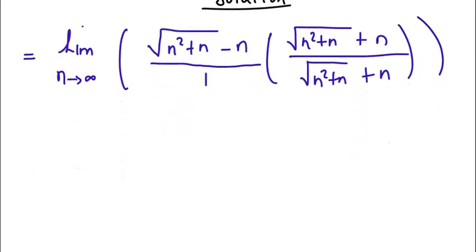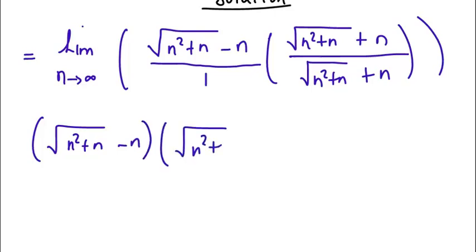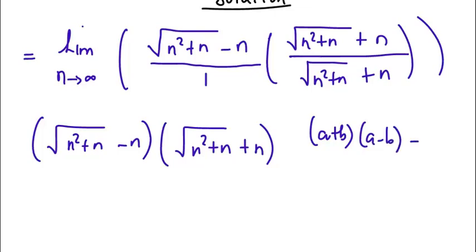Now, take a look. We want to find the product. Square root of n squared plus n minus n. And square root of n squared plus n plus n. That is what we're going to have at the numerator, right? Now, let's take note of the following difference of two squares formula. We know that a plus b multiplied by a minus b is equal to a squared minus b squared. You can see the difference. We have positive here and we have negative here. Now take a look. We have negative and we have positive.